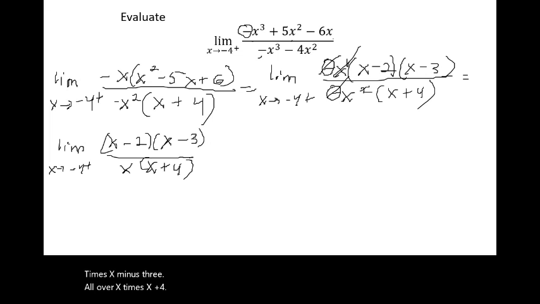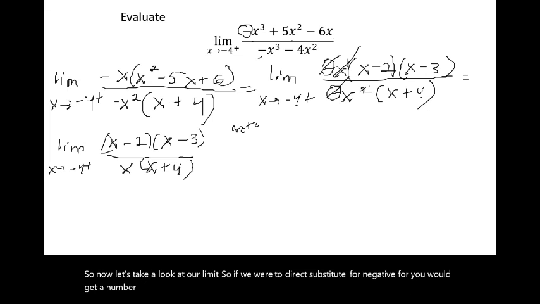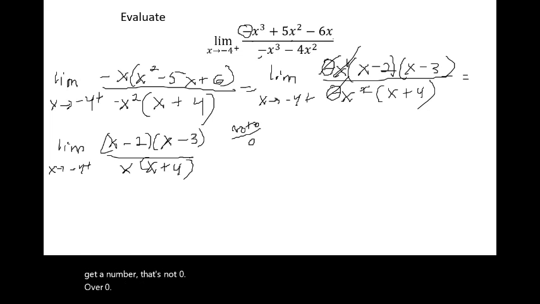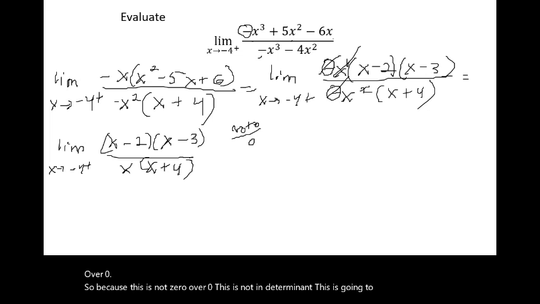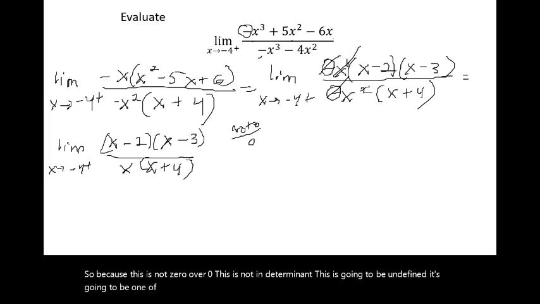So now let's take a look at our limit. So if we were to direct substitute for negative 4, you would get a number that's not 0 over 0. So because this is not 0 over 0, this is not indeterminate. This is going to be undefined. It's going to be one of the infinities. Let's figure out which one.